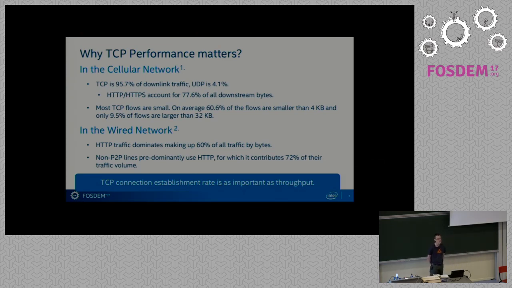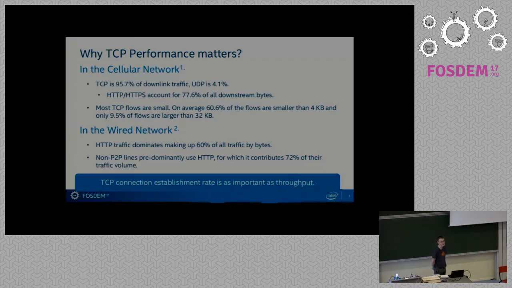TCP flows tend to be small, which is problematic. Because it's stateful, you go to all the effort of setting up your flows, only to have them transfer about 4 kilobytes, and that's literally the size of most of the flows, and then they get torn down again. So it's relatively expensive in connection setup and teardown, but most of the flows actually transfer very little data.